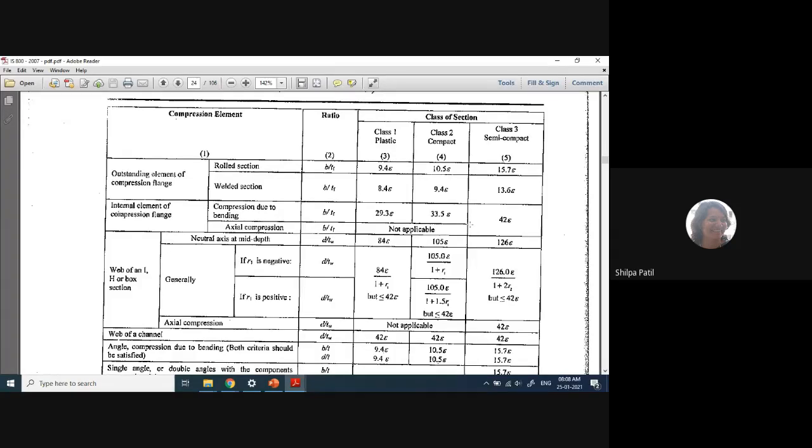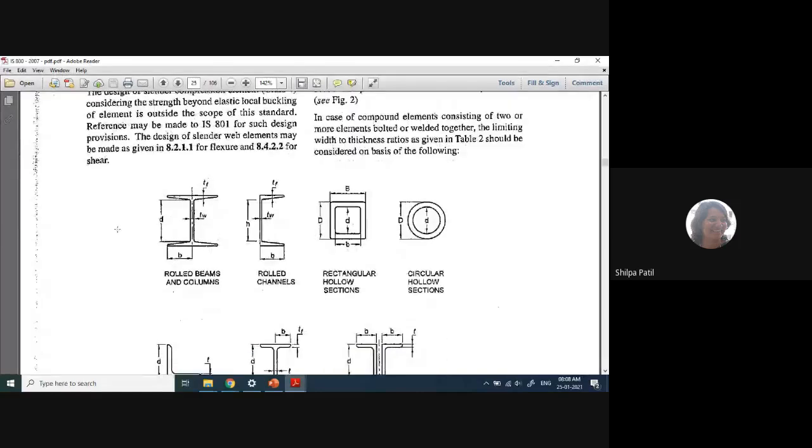So when we consider the internal element of a compression flange under purely axial compression, we either get a section as semi-compact or slender. See if you can observe these three diagrams: I section, channel section, and rectangular hollow section. Simply by observing the diagram, we can say that the I section will have more load carrying capacity as compared to the rectangular hollow section, because it is hollow and more susceptible to buckling than the I section or channel section.